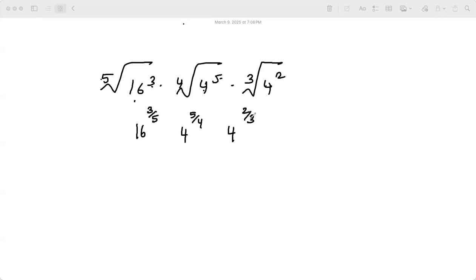3 correct. 3 correct. Correct. So let's see what happens. 16 is a composite number. I would express it like this: 2 power of 4, whole power of 3 by 5.